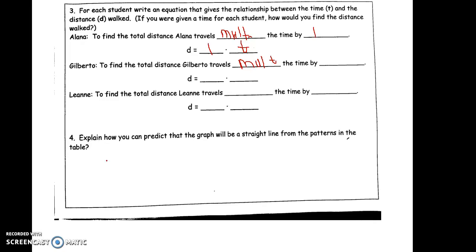So now we've looked at constant rate of change in the table, we looked at the pattern, we looked at constant rate of change in the graph, and how the steeper the line, the faster the rate. And now finally we've looked at the equations, and you're going to see where the constant rate of change shows up in the equation. You're going to see that number for each one.